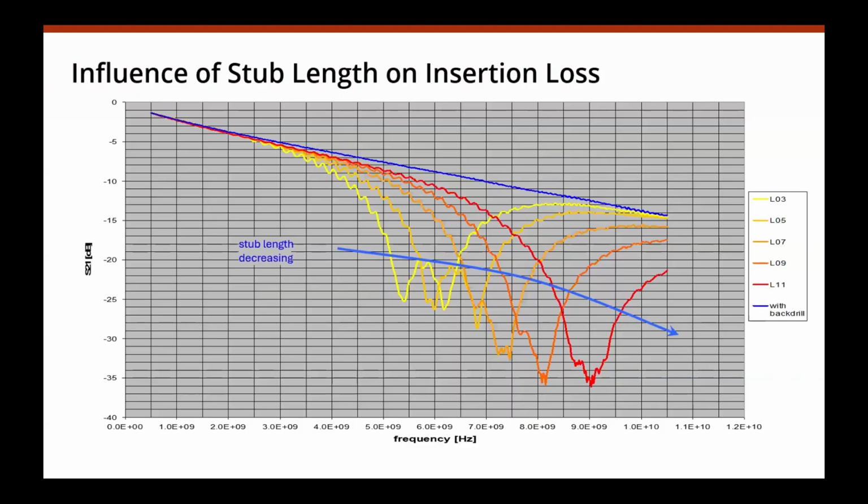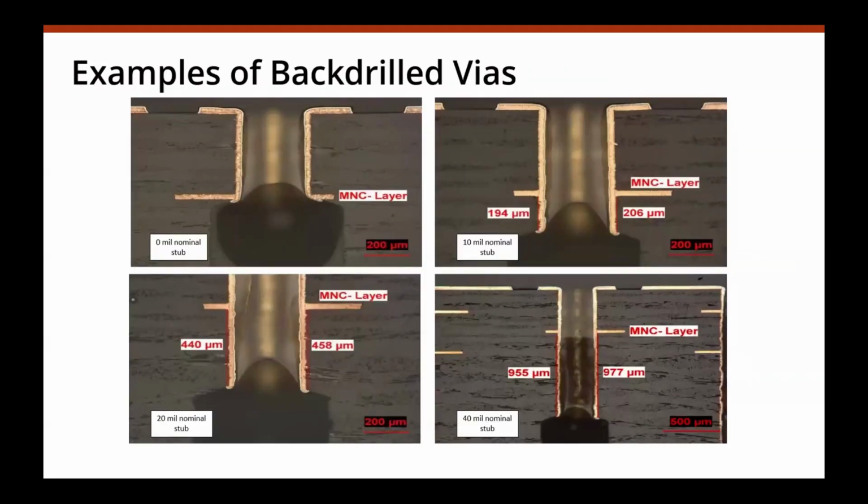And if the frequency where you work is close to that notch, you will see a significant increase in insertion loss. The blue trace at the very top would be what you expect if there would be no stub whatsoever, which with mechanical drilling you can't really do. You can do that with laser drilling, but not with mechanical drilling. Let's show you some pictures.